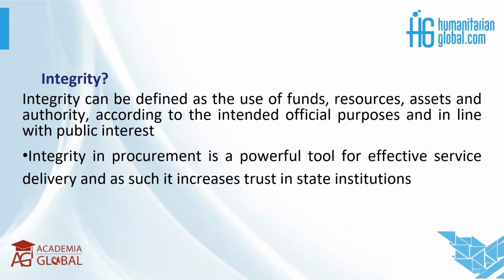Let's define what integrity is. Integrity in the procurement scope can be defined as the use of funds, resources, assets, and authority according to the intended official purpose in line with public interest. So for instance, if you are a practicing procurement professional purchasing for your organization, you're expected to use the funds and resources that have been given in accordance to what has been stipulated. If the budget is 1 million, integrity looks like spending the entire 1 million for what it was allocated, and if possible, spending even less and being able to save for your organization.